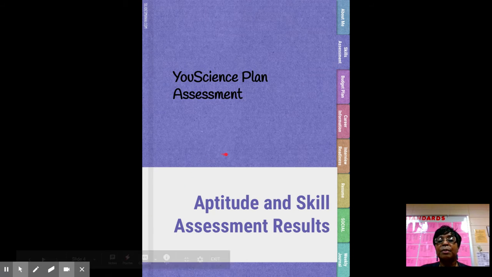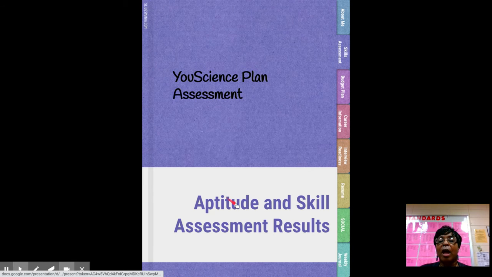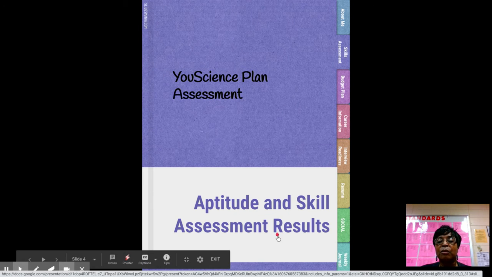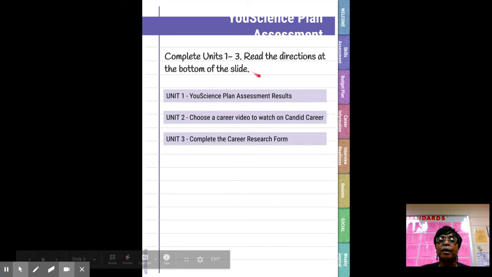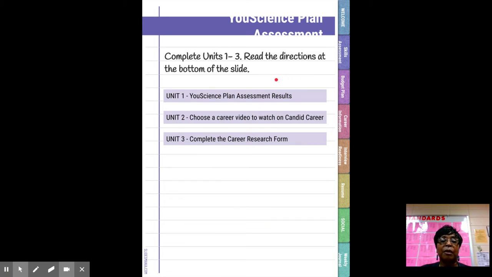On your U-Science Plan assessment, your aptitude and skill assessment results, you have 3 units, unit 1 through 3. Read the directions at the bottom of the slides. Each slide will have the directions on them. In Unit 1, your U-Science Plan assessment results, you're going to take the U-Science test, and then make sure that you put the results in under Unit 1.